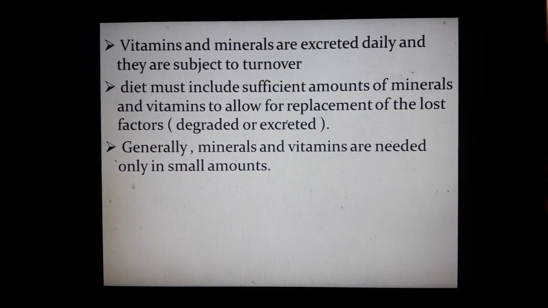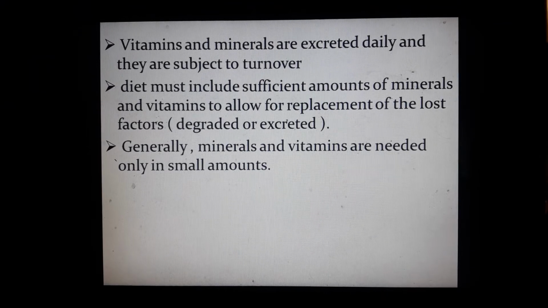Okay, good morning class. To continue with our discussions on vitamins and minerals. Vitamins and minerals are excreted out of the body daily, and they are subject to turnover or replenishment. So the diet must include sufficient amounts of minerals and vitamins to allow replacement of the factors that are degraded or excreted out of the body.